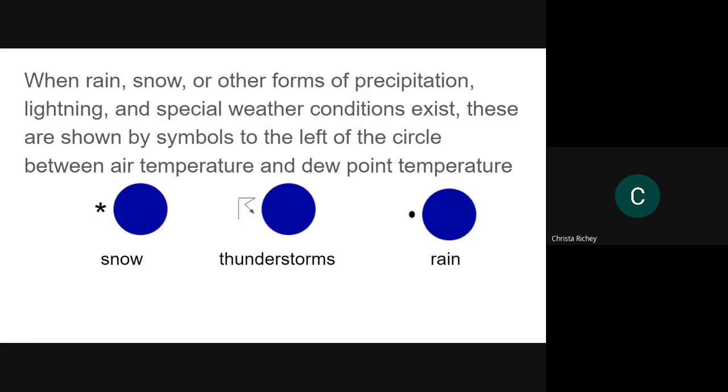You guys have that whole chart. I was not about to make you write down that whole chart. That's insane.